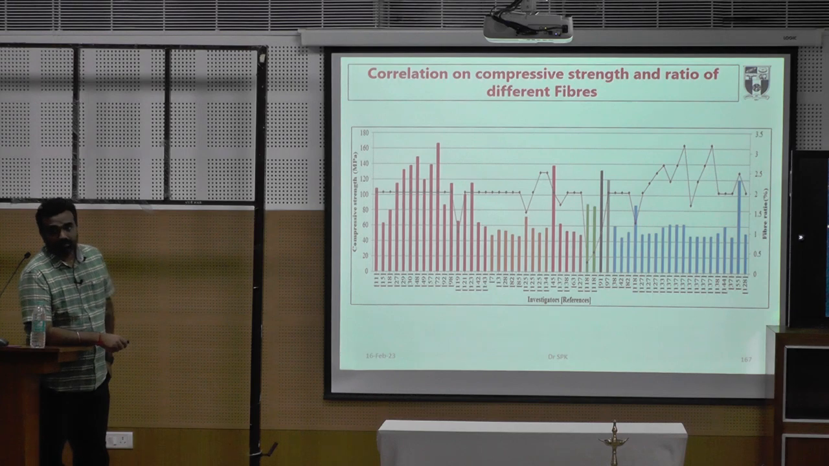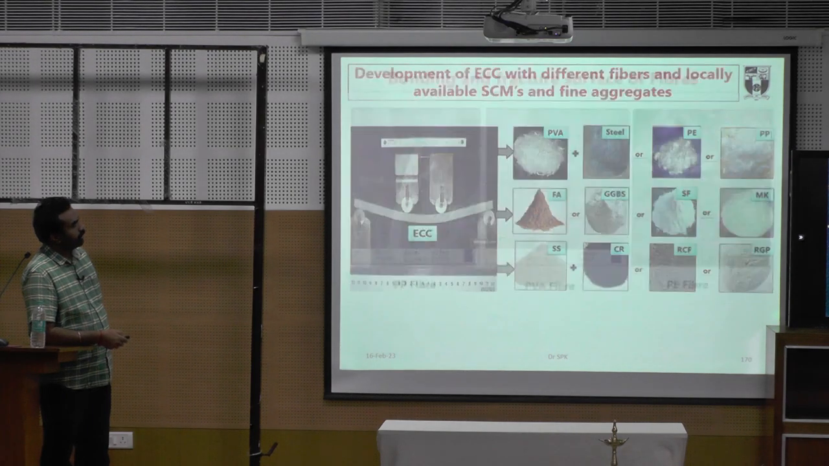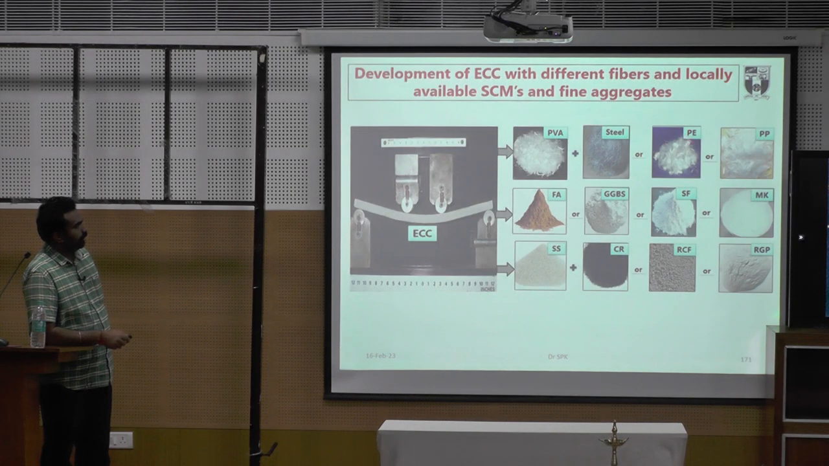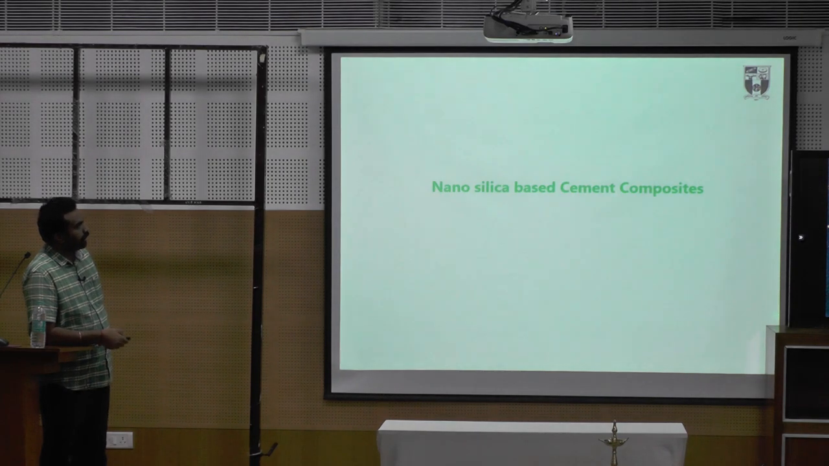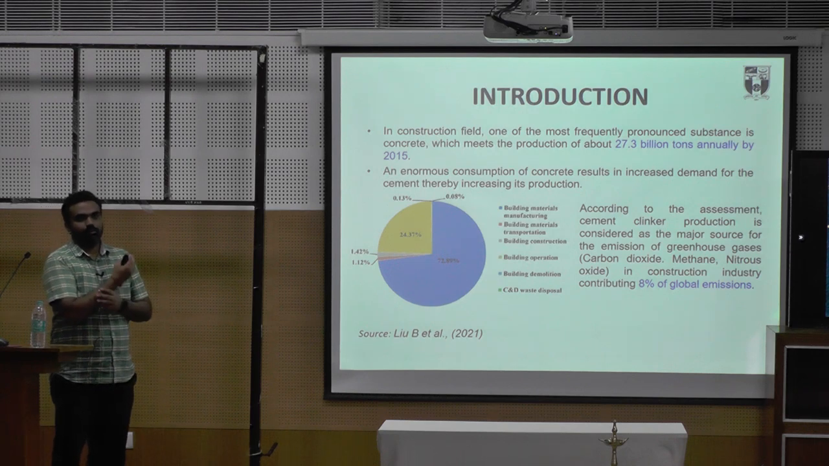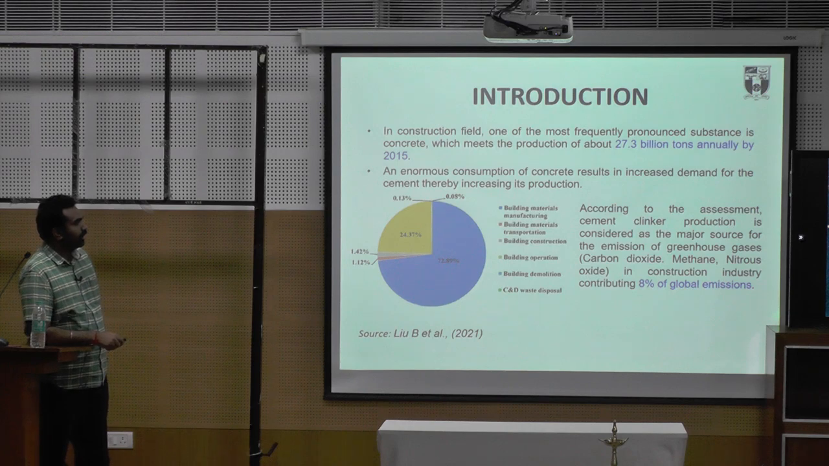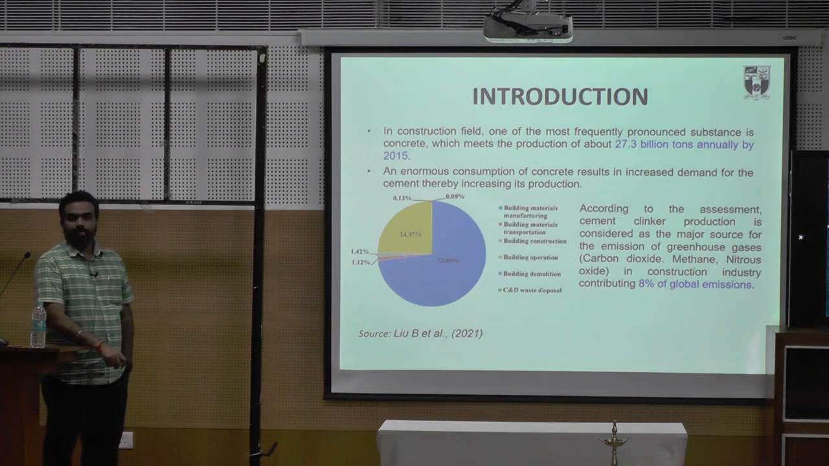So we started with PVA fiber. Now we are planning to work with polypropylene fiber also regarding this one. So these are the normally available SCMs. That is one thing. Then the nanosilica based cement. You would have heard about microsilica. So we started working with nanosilica to get some idea about silica inclusions in the concrete.